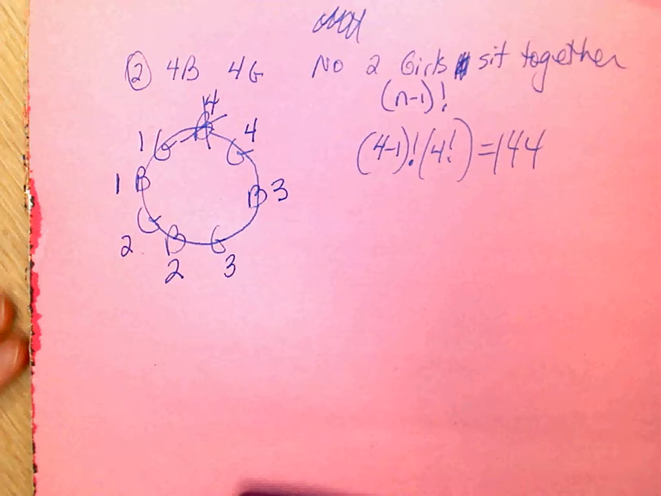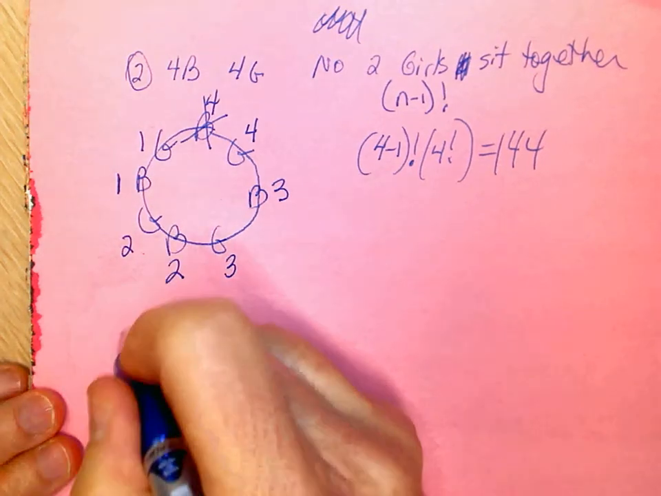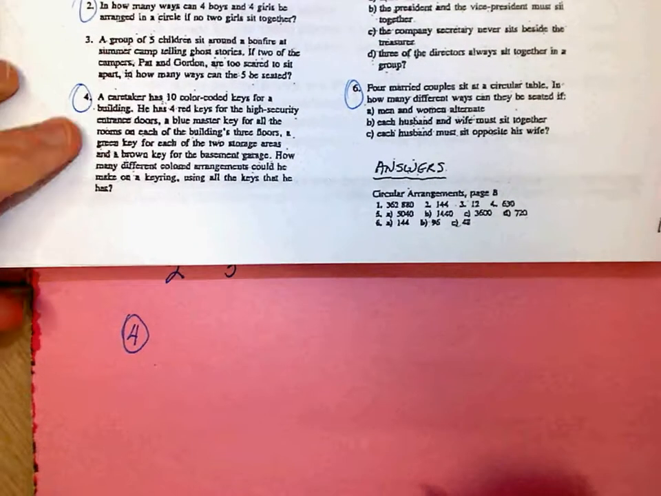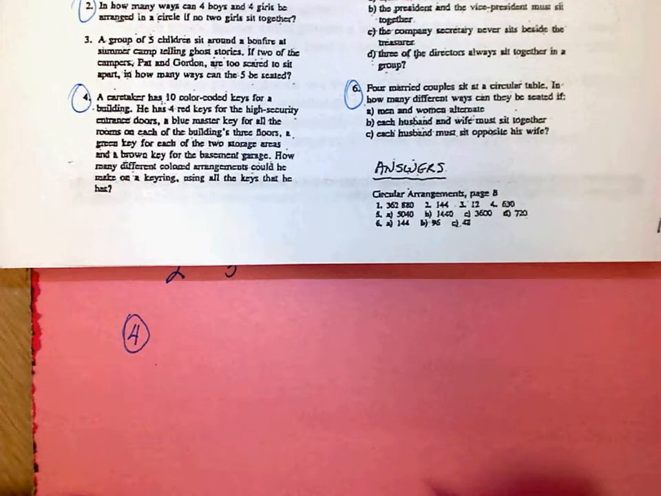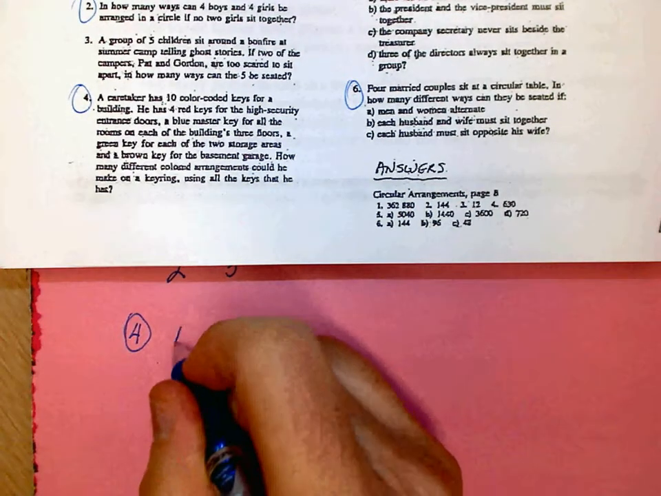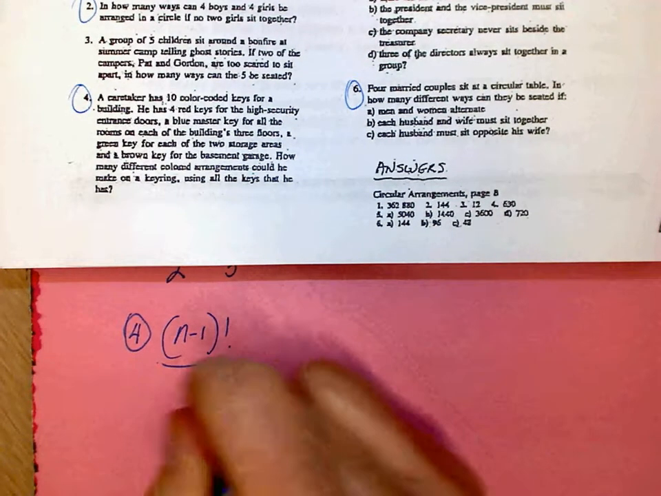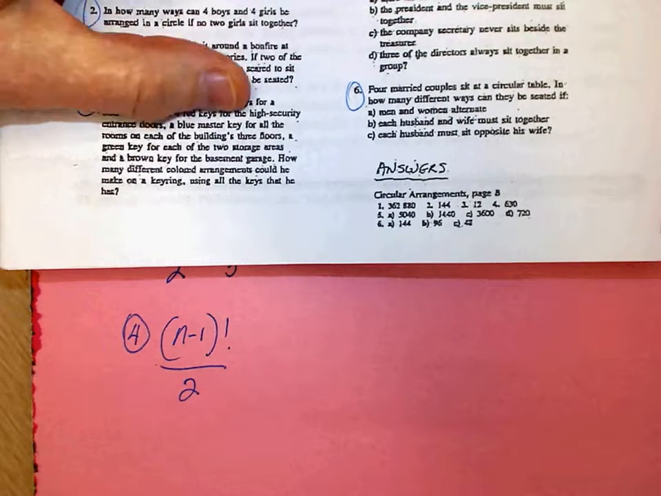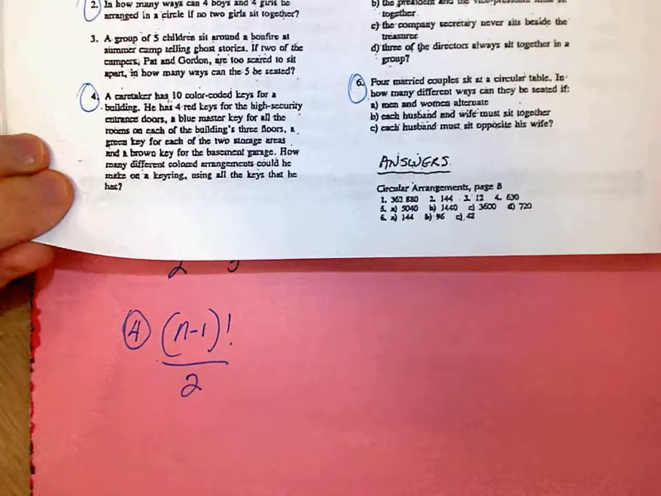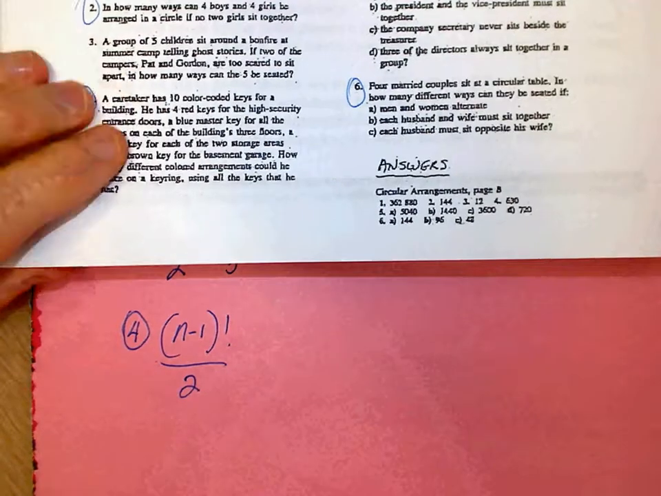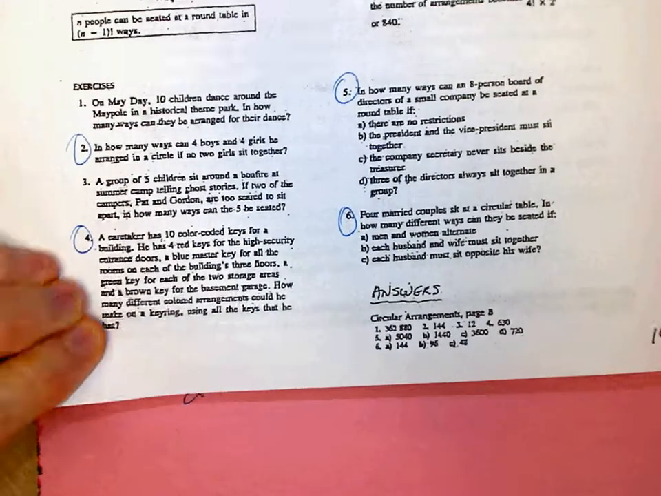Okay, number 4. Now, in number 4, we're dealing with the keychain. So remember, a keychain, a necklace, or anything that can be flipped, the formula becomes n minus 1 factorial divided by 2. But remember, notice we have some identical items. So we're going to have to divide by what's the same as well. So that's an added complication to this question. So let's take a look.